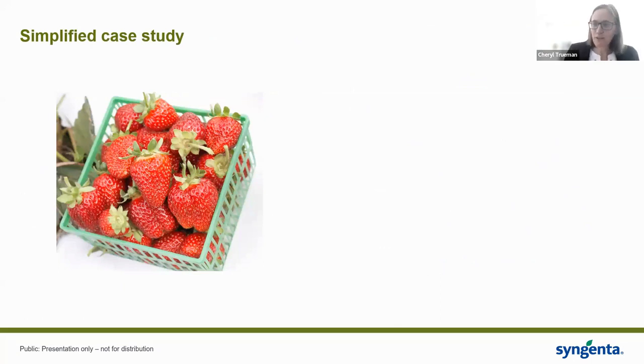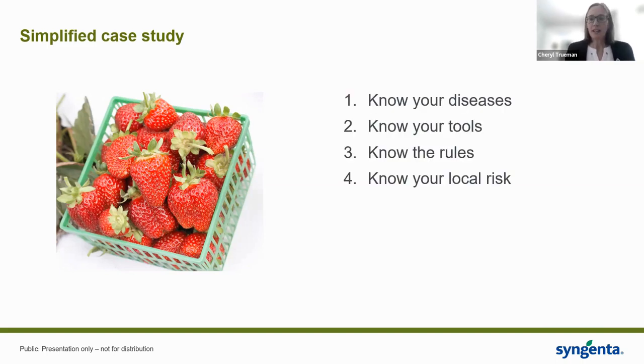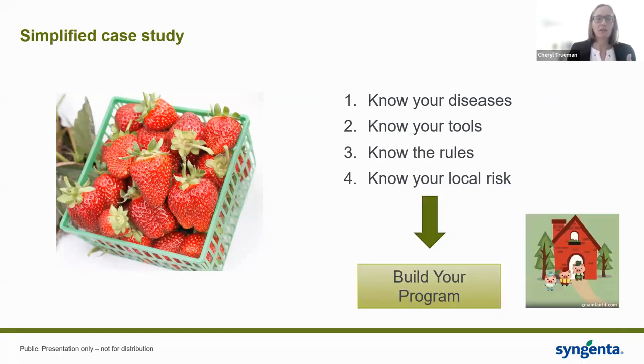I'm going to go through a simplified case study to try and illustrate this. Okay, how do you start planning and how do you work out a plan for this season? And I'm going to present it in this way, thinking about what you need to know when you're planning. So know your diseases, know your tools, know the rules, and know your local risk. And you use this information to plan and build your program and build that brick house.